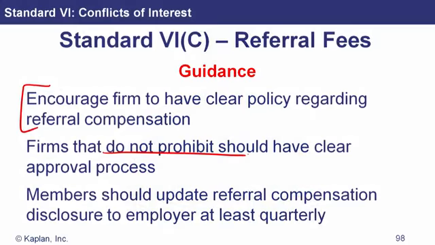So members should update referral compensation disclosure to employer at least quarterly. Notice how a lot of this is at least annual updates. This is another sign to me that we really would like to not have referral fees. So you've got to have clear policies. If you choose not to prohibit it, which kind of makes you sound like a second-class citizen, you've got to have quarterly rather than annual updates. So they're really trying to shine some light on this if they allow it to exist at all, right?